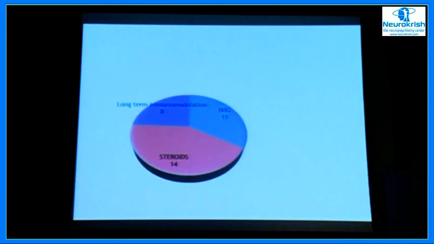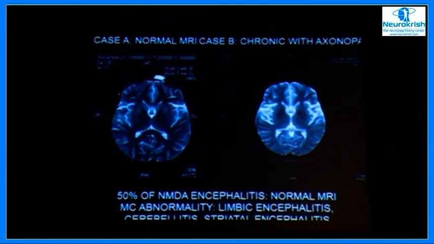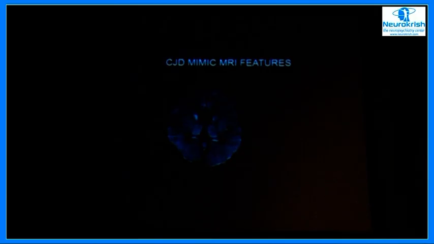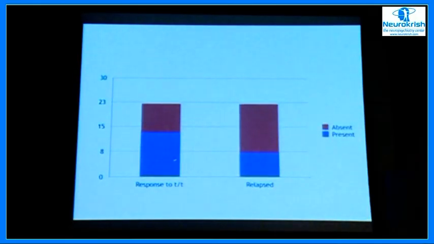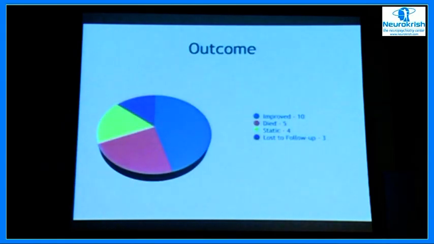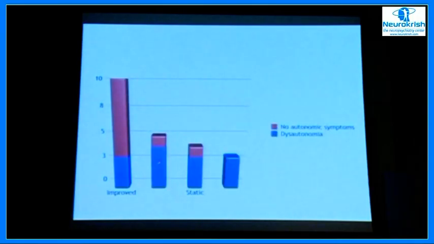EEG. About 14 of them were on steroids, long-term immunomodulation 8, IVIG 11. So basically 50% of the NMDA encephalitis we found with normal MRI, majority abnormality limbic encephalitis, cerebellitis, and striatal encephalitis. CJD kind picture. This is a response to treatment, and a good number relapse. And outcome, this is the breakup. And a good number of them have autonomic symptoms.